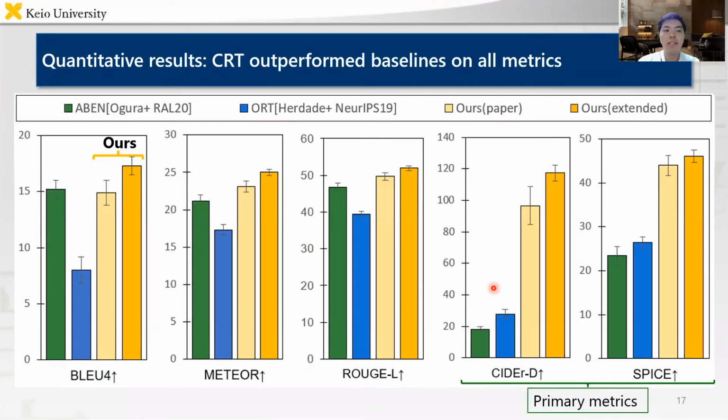The quantitative results are shown below. The graph shows the comparison results with the baselines. In the graph, the green, blue, and yellow bars represent ABEN, ORT, and our method respectively. These metrics, such as BLEU, evaluate the n-gram similarity of the generated sentences. All of these metrics mean that a sentence with a high score is closer to a human sentence.